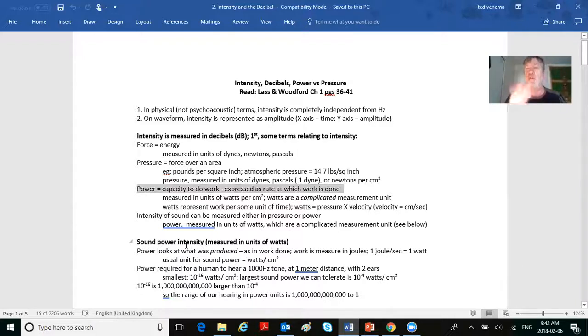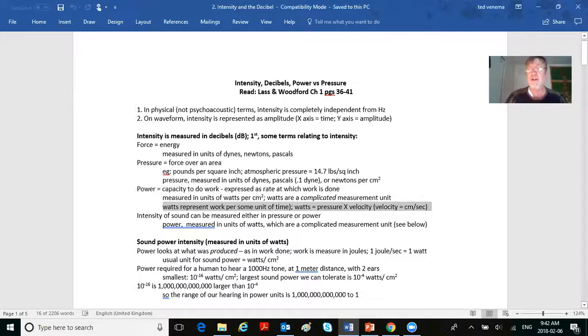Power is like work done, so the ear doesn't make work. The ear receives sound. I don't care about the rest of the units. What I need you to put a star by is, when you're talking power, what's the unit of power? Watts per centimeter squared. What's the unit of pressure? Dynes per centimeter squared. Got it? Good. Very, very good.